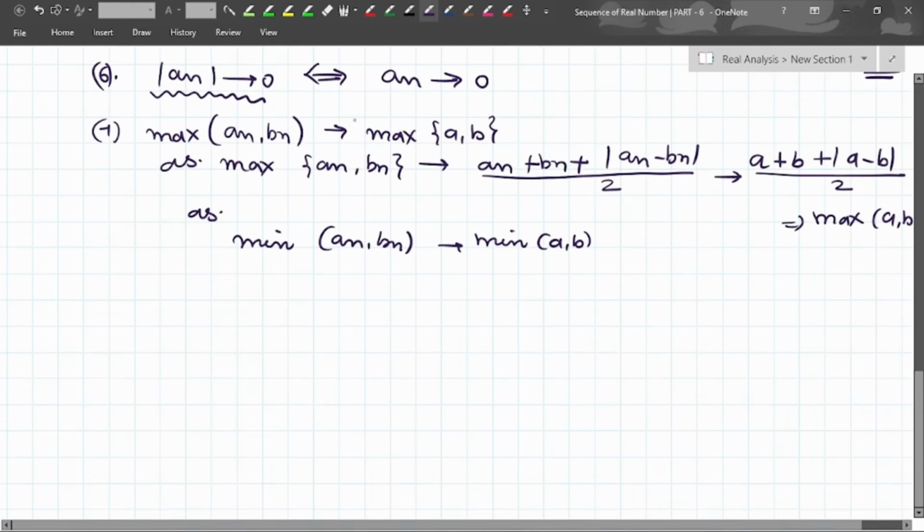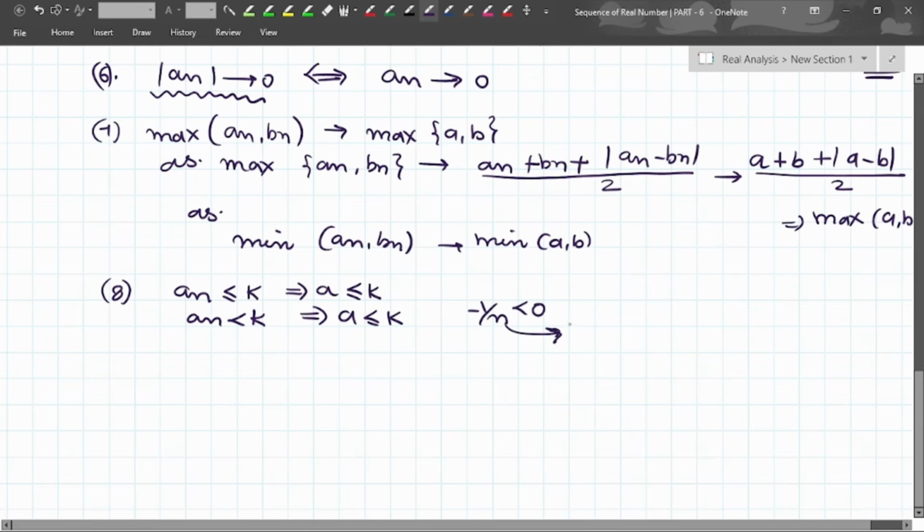Next, the eighth result that we can discuss. Okay, this was the seventh result. The eighth result that I can discuss: if you have a sequence aₙ which is less than k, it implies that a is less than or equal to k. Okay, even if aₙ is strictly less than k, it implies that a is less than or equals to k. Let's say 1 minus 1/n, its limit is 0, so it is strictly less than 0 is not true, but the limit is 0.